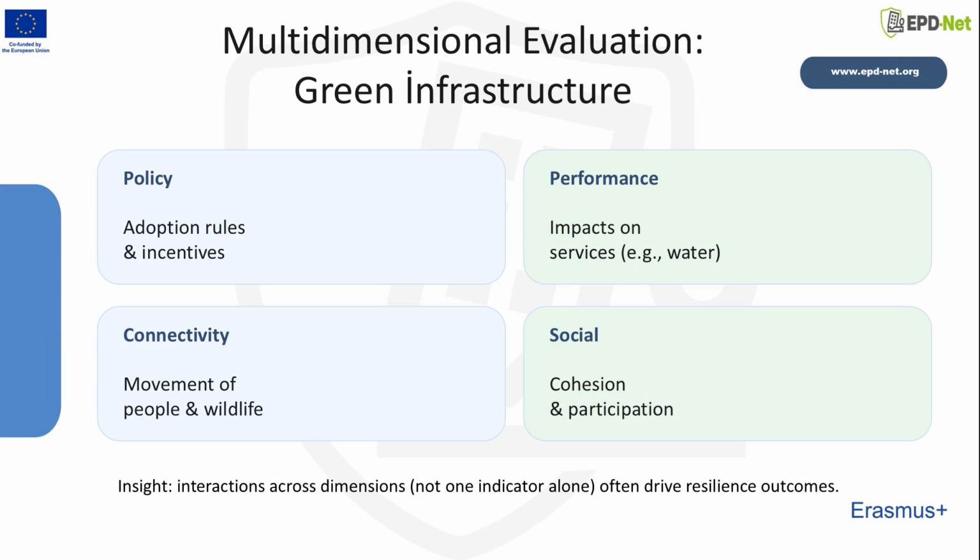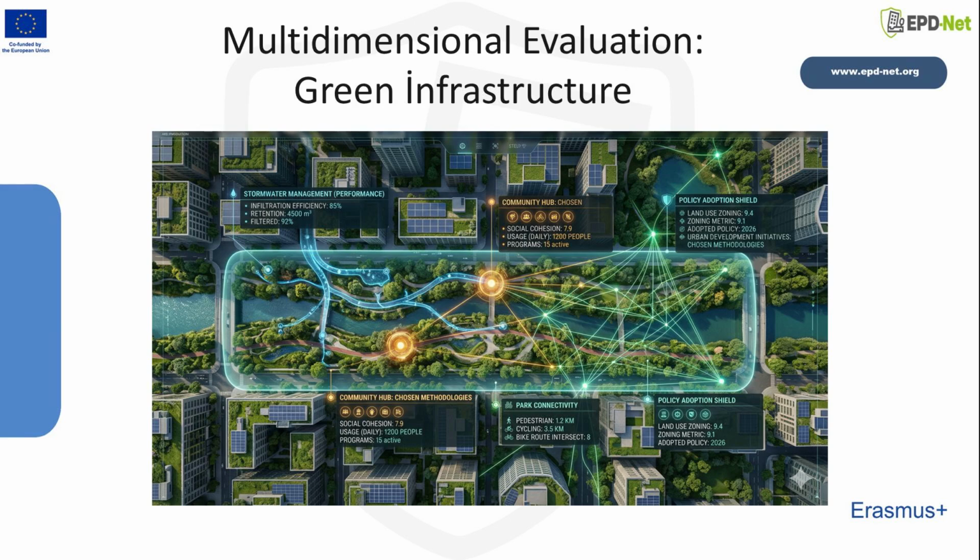Performance matters because green infrastructure affects ecosystem services, thermal regulation, stormwater management, or habitat quality. Connectivity matters because the movement of people, water, and species depends on the spatial relationships between green areas. Social cohesion matters because participation, stewardship, and local acceptance influence long-term effectiveness. The key lesson is that resilience often emerges from interactions across dimensions rather than from one isolated indicator. This reinforces the value of multidimensional dashboards and mixed method evaluation.